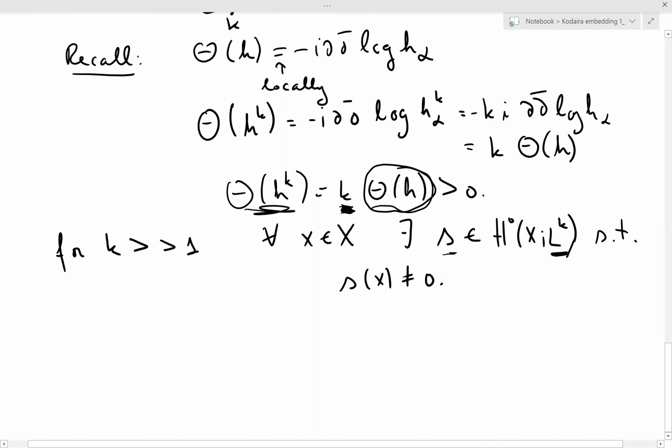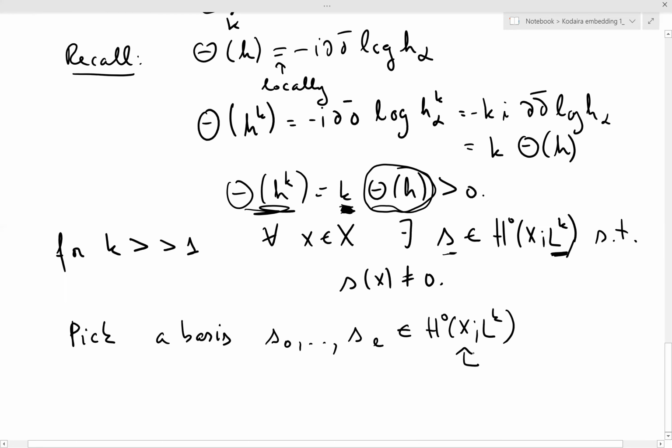So we can do this. Then what you do is pick a basis of global sections. So pick a basis S0 to SL of the vector space of global sections. One thing that's also worth arguing is that this is a finite dimensional C vector space. So this is possible, right, where L will be the dimension over C.